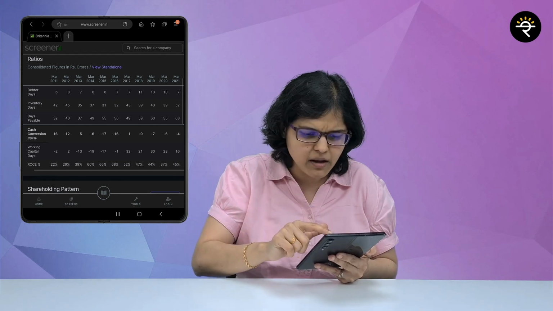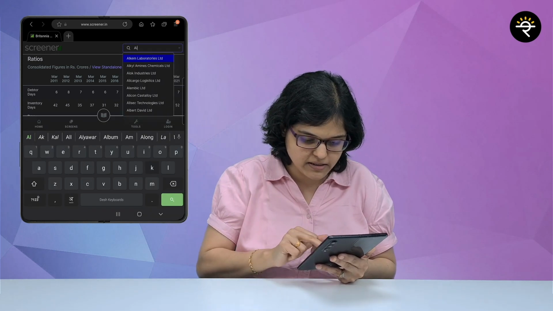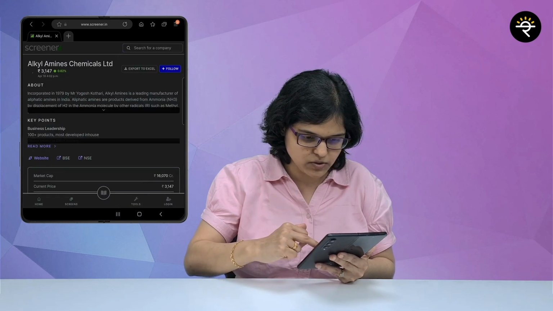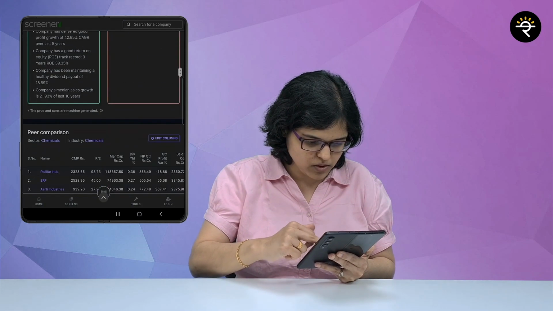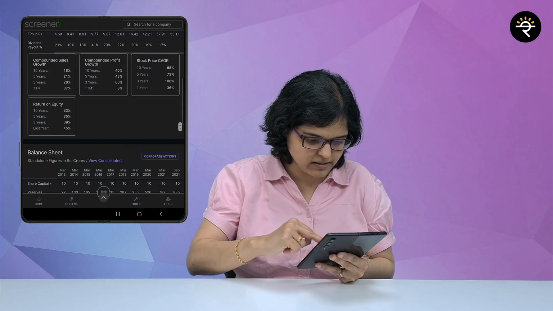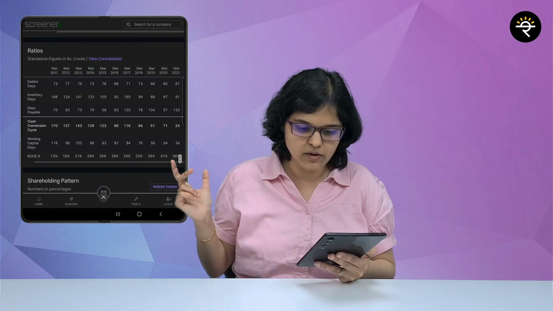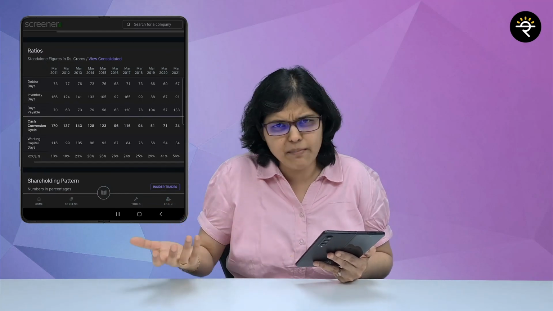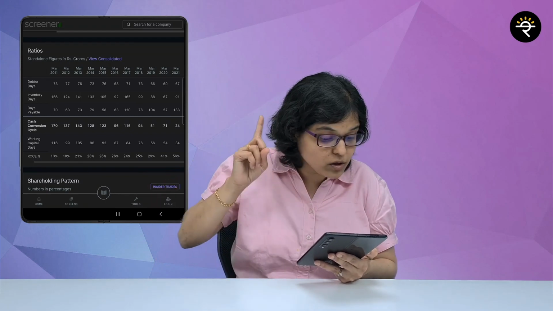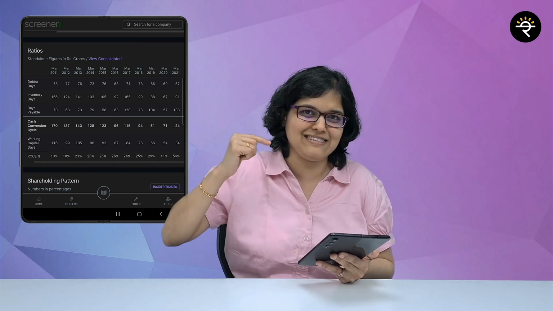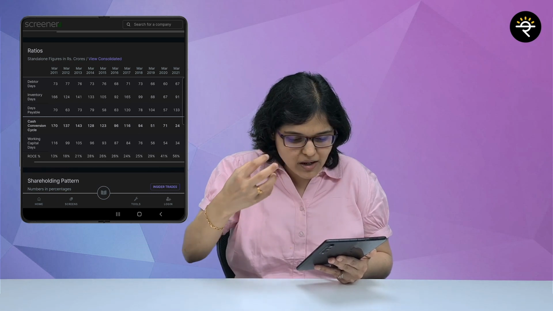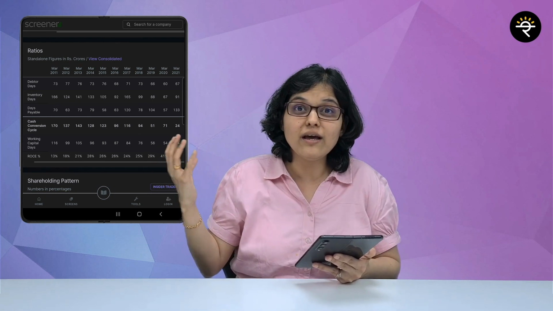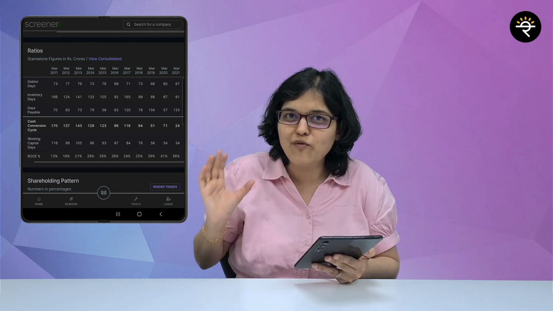Chalo, I'll give you one more example. Let's search for this one, Alkyl Amines. I'm just going down. And here what you can see in the ratio analysis is 24. But now instead of comparing Alkyl Amines with any other competitor, say Balaji Amines, I'm just comparing Alkyl Amines with itself. Now if you see, its cash conversion cycle in 2011 was 170 days. So you can imagine at that time, their money used to get blocked for 170 days. It started to come down, and it has significantly improved to only 24 days.